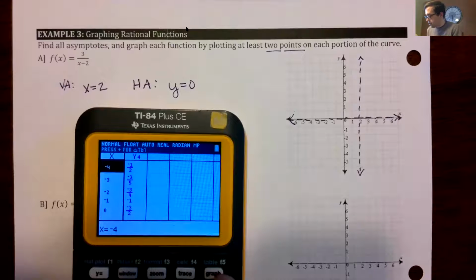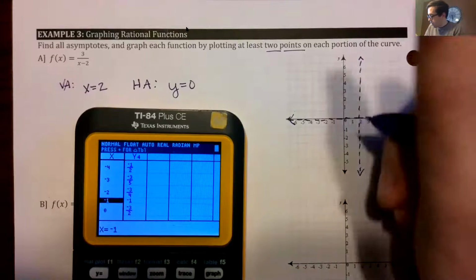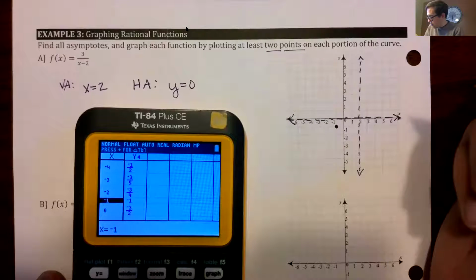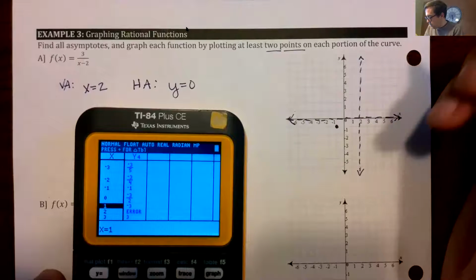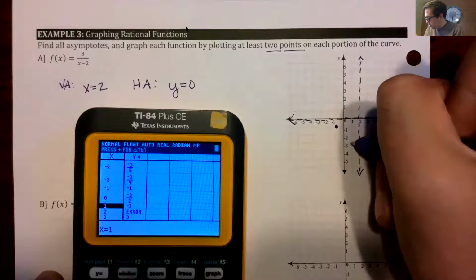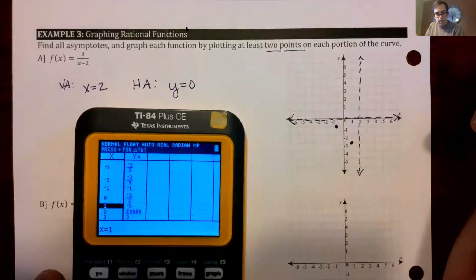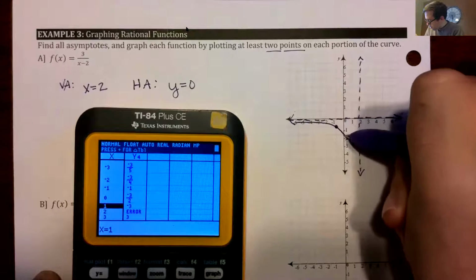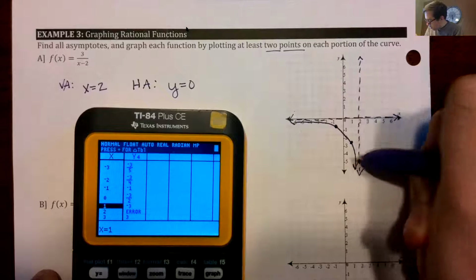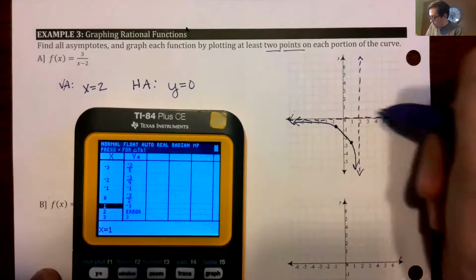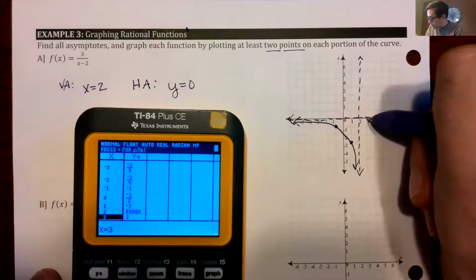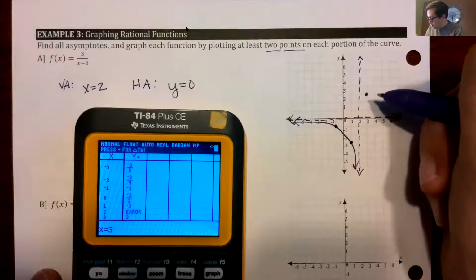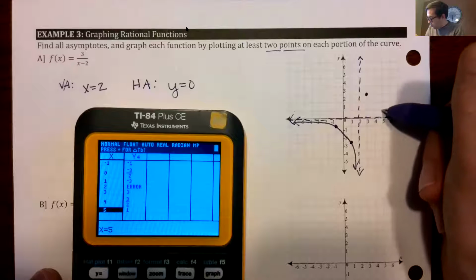So let's look at the table, and I'm going to look for some nice whole numbers. So I got (-1, -1), and (1, -3). So there's 2 points on the first portion of the curve. That's good enough for a rough sketch. And then on the right side over here, we have (3, 3), and (5, 1).